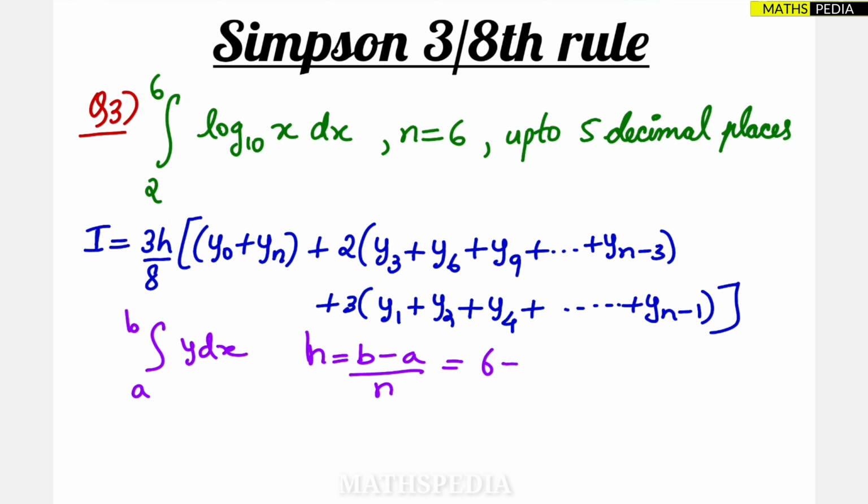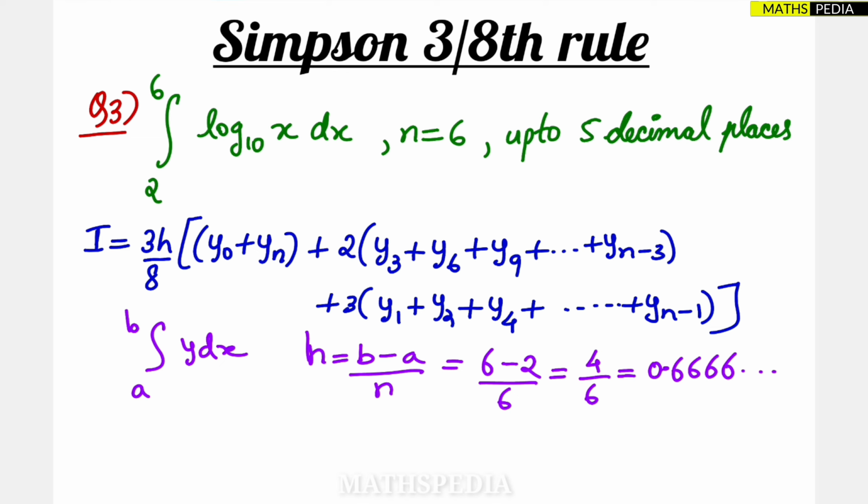So it will be (6 minus 2) divided by n, right? What is n? n is nothing but 6. 6 minus 2 is 4, 4 by 6, which is nothing but 2 by 3. 2 by 3 is equal to 0.666 and so on. Like that it is there. Now the h value we got.